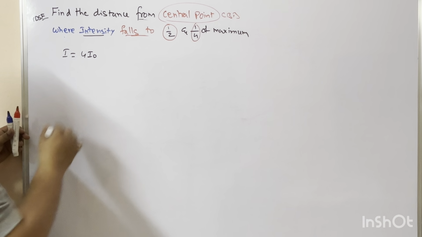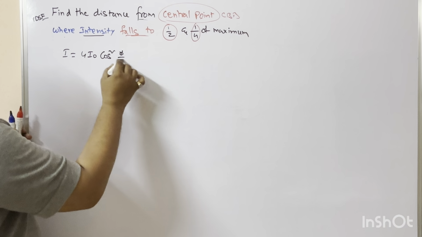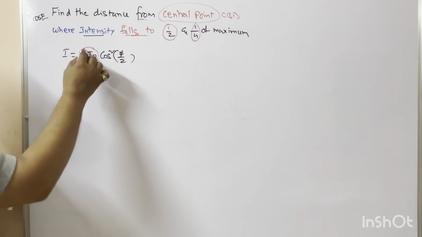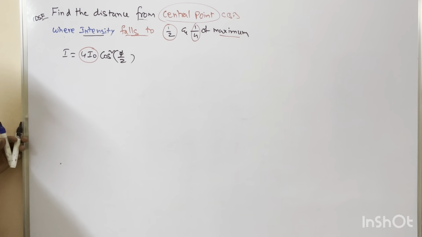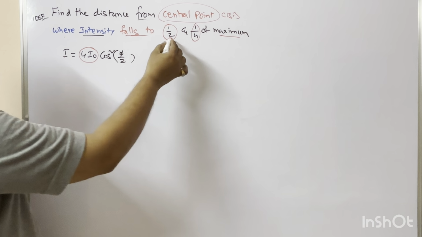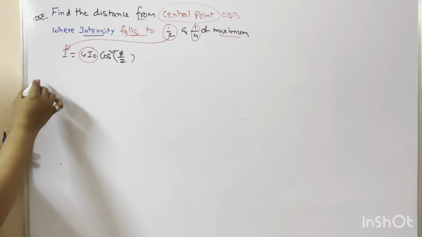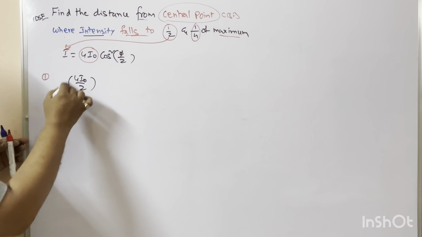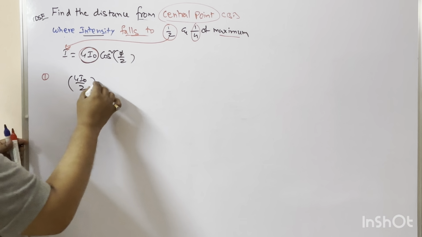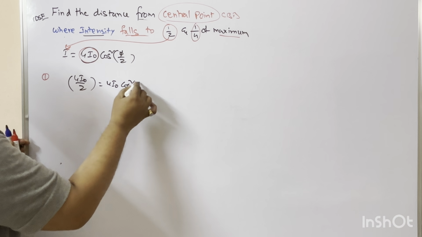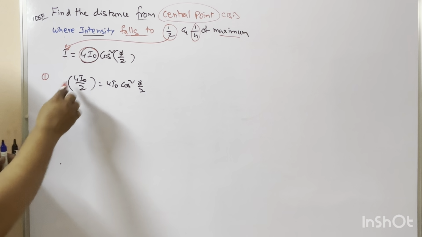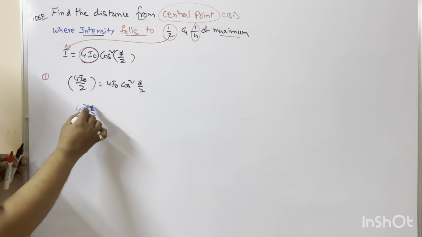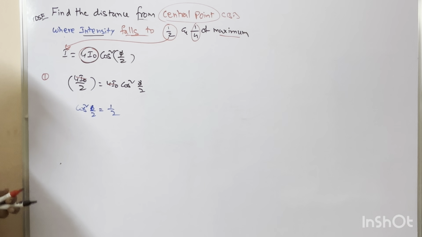We came to know I is equal to 4 I naught cos square phi by 2. So 4 I naught is the maximum intensity. Now the intensity should become half of this. Then I should become 4 I naught by 2, where 4 I naught is the maximum. Then 4 I naught is cos square phi by 2, and 4 I naught will be cancelled. So cos square phi by 2 is equal to 1 by 2.